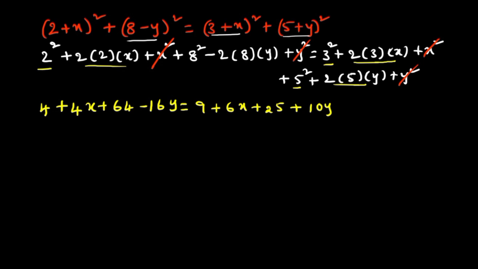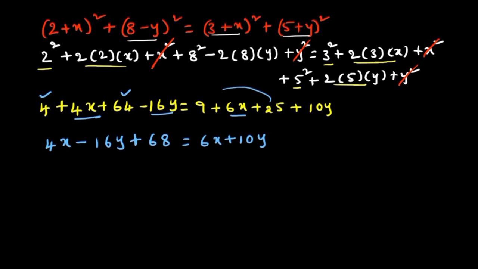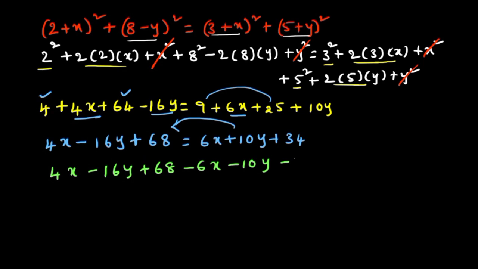Okay, so now from this, we have 4x minus 16y and 64 plus 4 is equal to 68, equal to 6x plus 10y plus 25 plus 9, which is equal to 34. Now when we transpose this completely, then we get 4x minus 16y plus 68 minus 6x minus 10y minus 34 equal to 0.